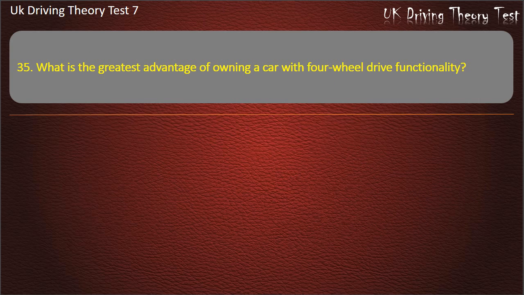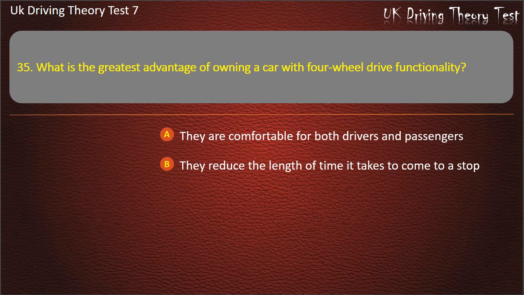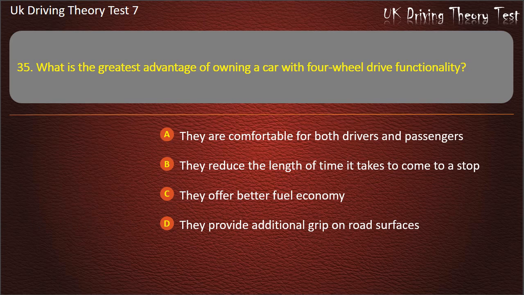Question 35. What is the greatest advantage of owning a car with four-wheel drive functionality? They're comfortable for both drivers and passengers. They reduce the length of time it takes to come to a stop. They offer better fuel economy. They provide additional grip on road surfaces. Answer. They provide additional grip on road surfaces.